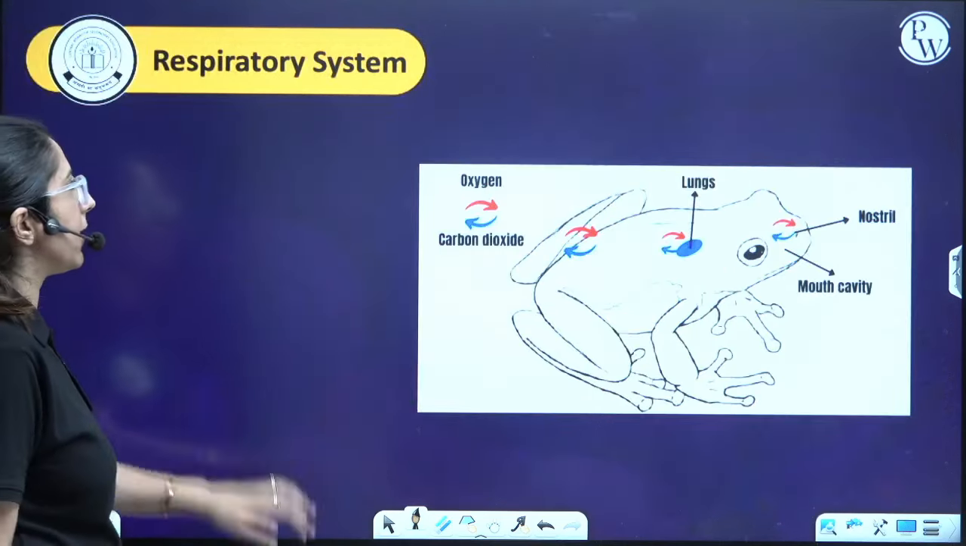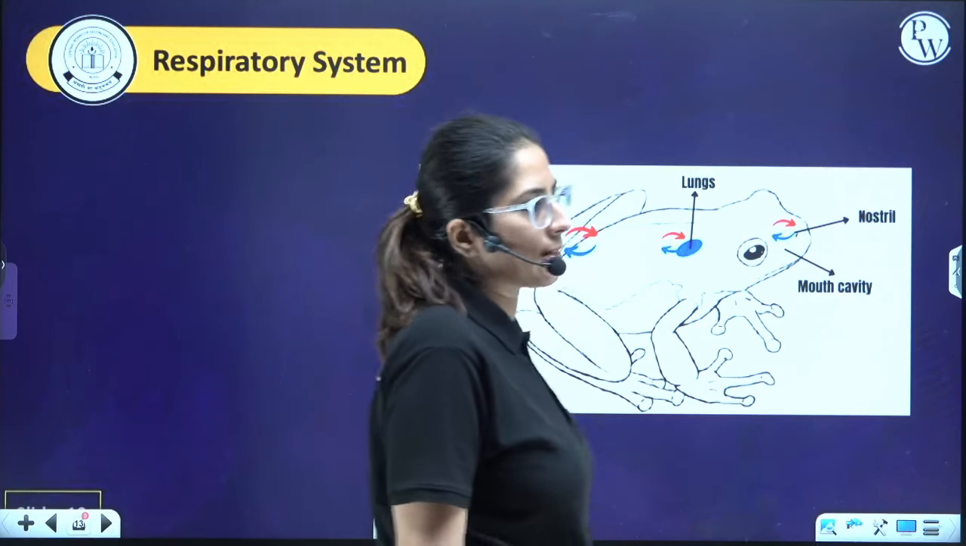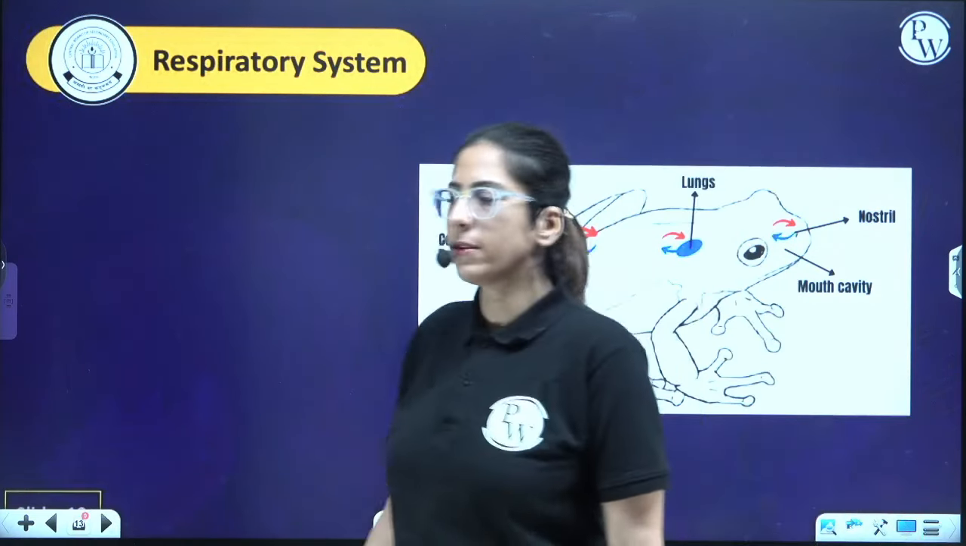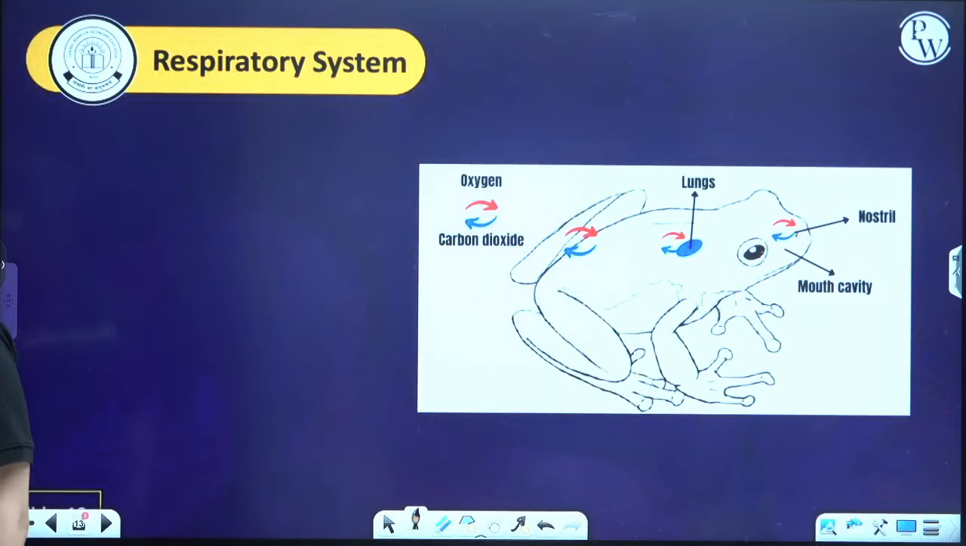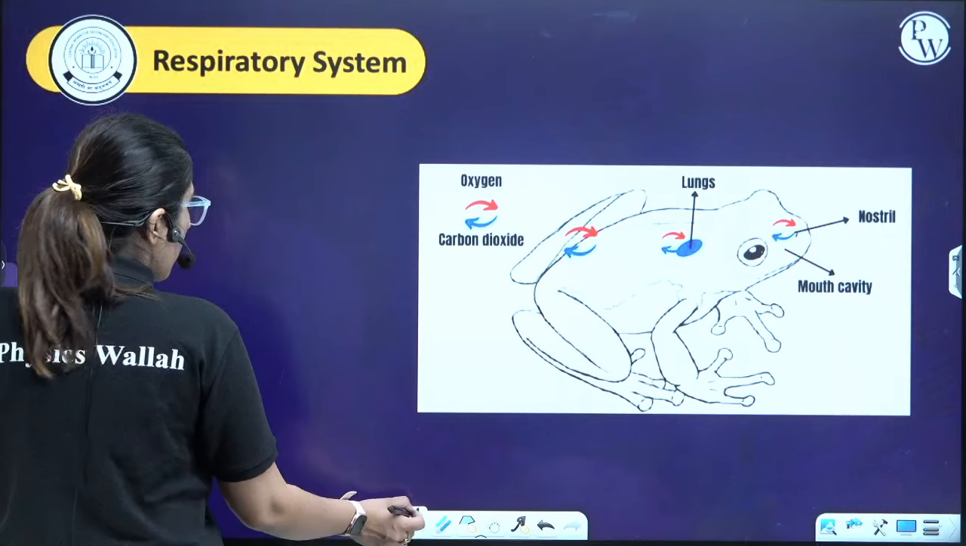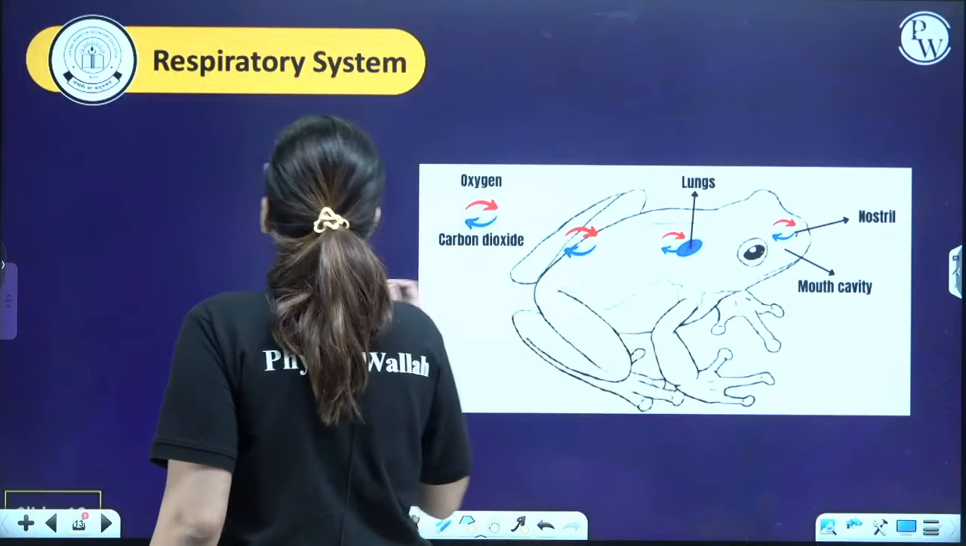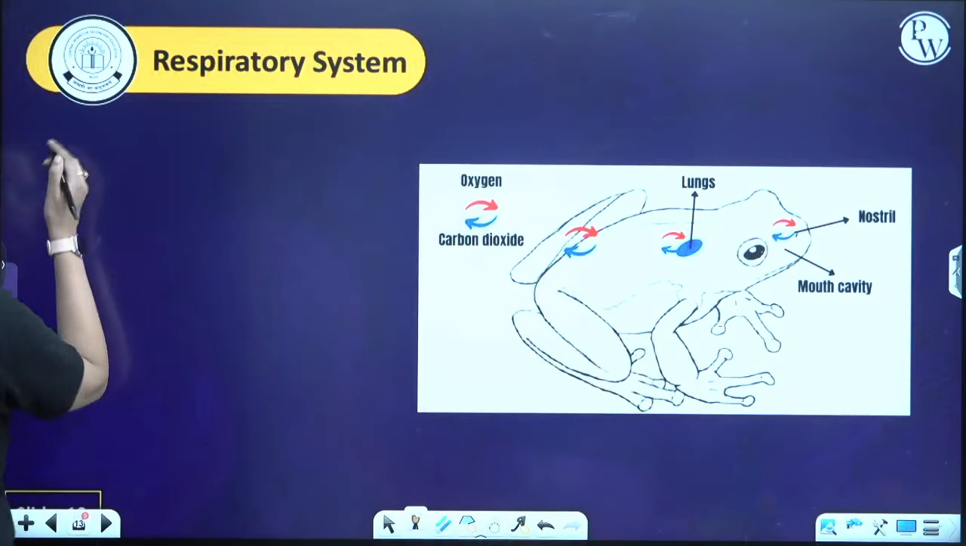Let's talk about the next structure, which is the respiratory system. Another super, easy, peasy, lemon squeezy topic, the respiratory system. So, how does a frog respire? Frogs show three different types of respiration.